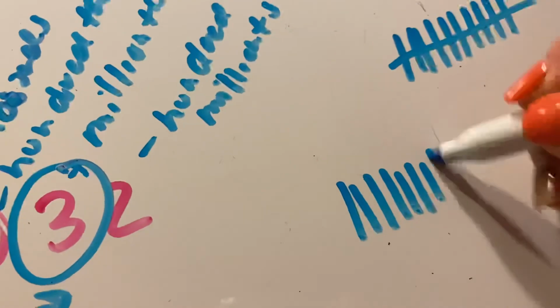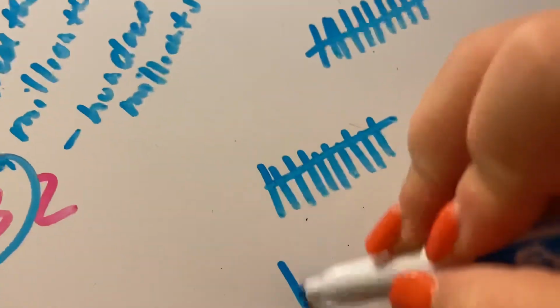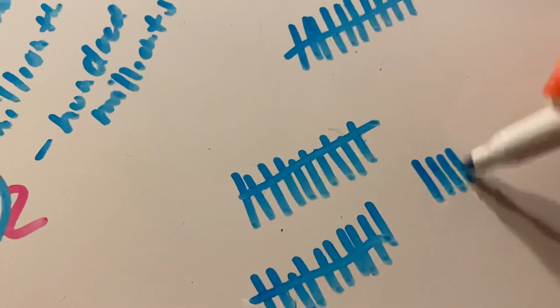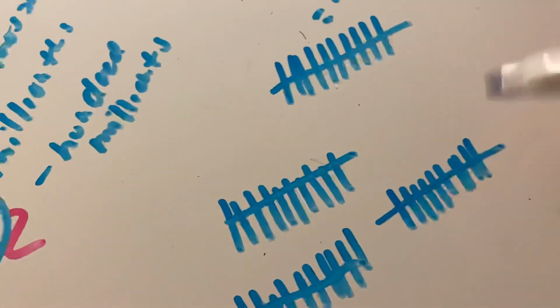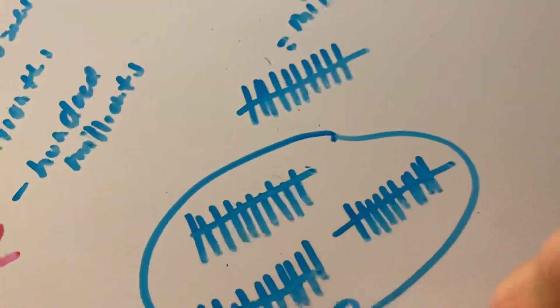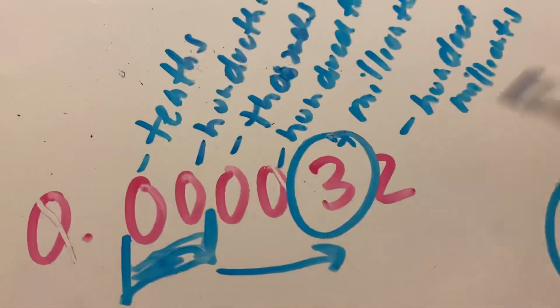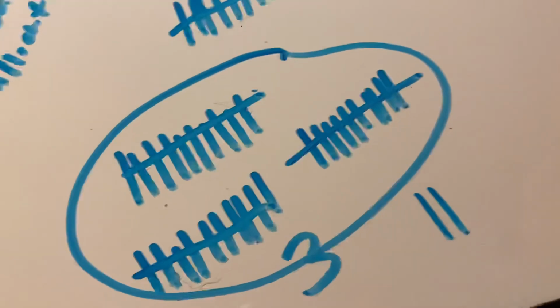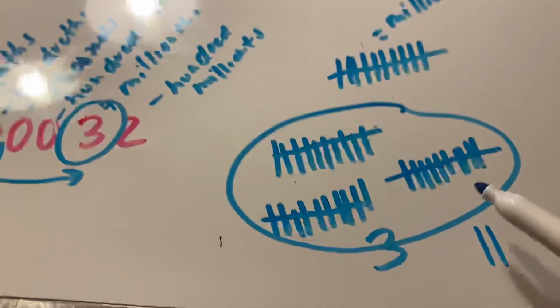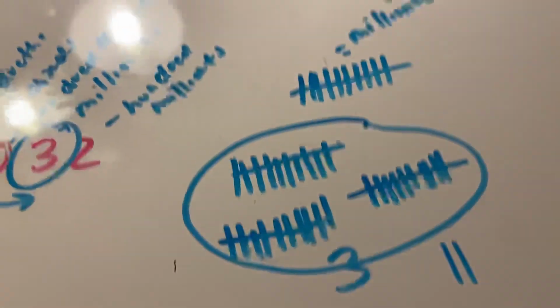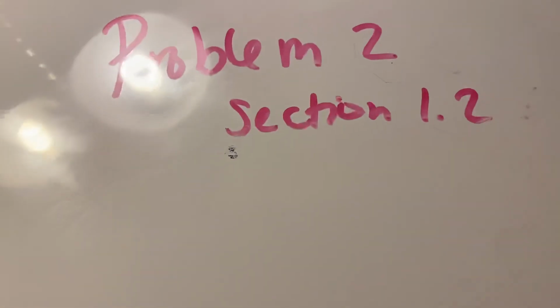So in order to get 3 of them, we have to write 1, 2, 3, 4, 5, 6, 7, 8, 9, 10. 1 bundle. 1, 2, 3, 4, 5, 6, 7, 8, 9, 10. 2 bundles. 1, 2, 3, 4, 5, 6, 7, 8, 9, 10. 3 bundles. So here we have 3 bundles of the millionths. And with the same logic as the hundredths, to get the next place, it would just be 2. So this number is 3,200 millionths. That is all for problem 2 of section 1.2.